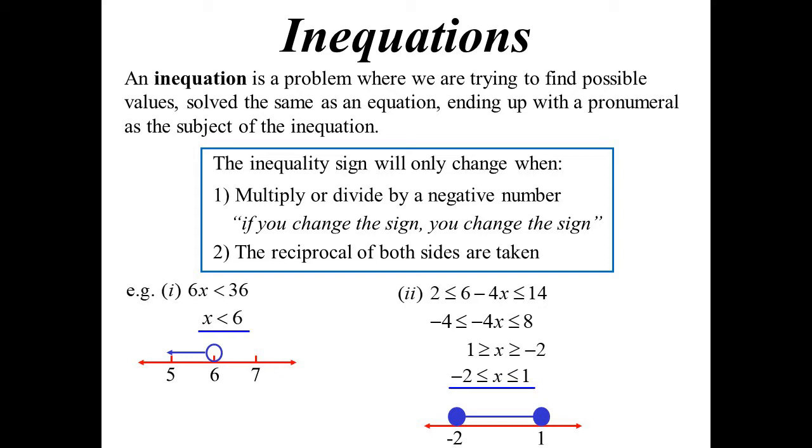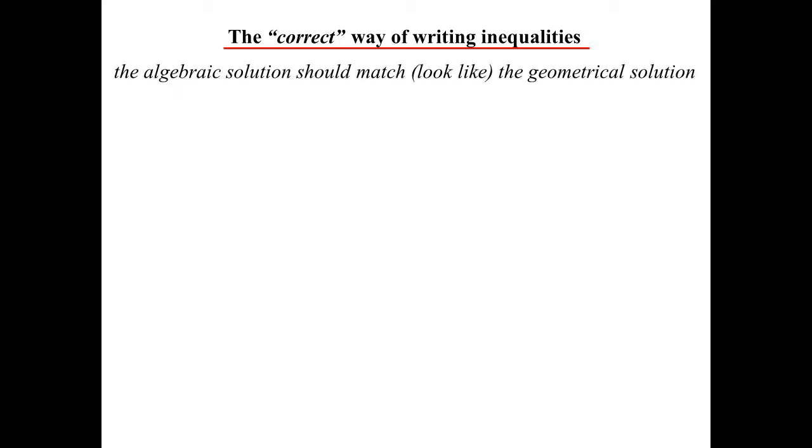So anyway, that brings me up to the Mr. Simmons very fussy, "correct" way of writing inequalities. You'll notice "correct" in inverted commas, because Mr. Simmons is very fussy. Okay. I think the algebraic solution and the geometric solution should match. They should look like each other. That's my opinion. So something like that would be x is greater than 5.